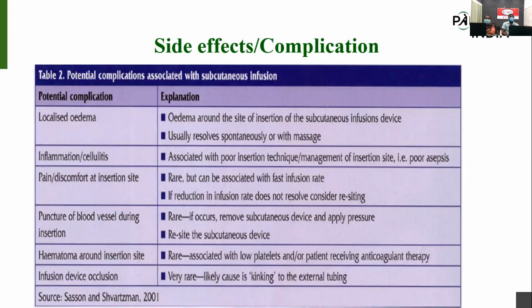Then, infusion device having occlusion is also very rare. It will happen only if the tubing is kinking. We need to ensure about that. We need to refix the tubing, as we said, and it will resolve.